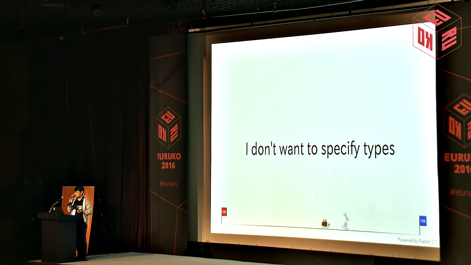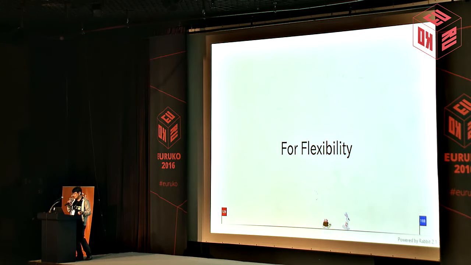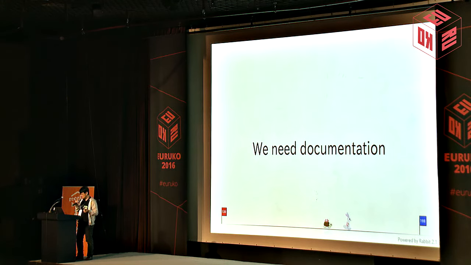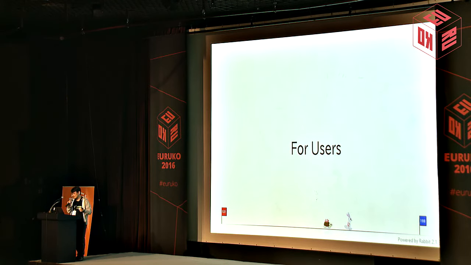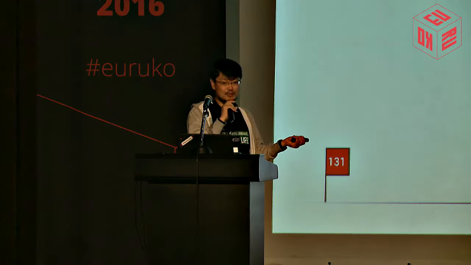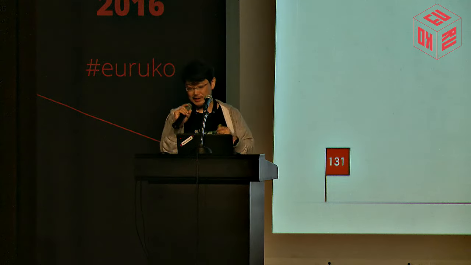I don't want to specify types. Yeah, we need to remove the type annotation just because the program works without any type annotation. For flexibility, productivity, and less code, I don't want to write type annotations. But we need documentation as a user. For API users, we want to know which kind of object this method takes, or something like that.